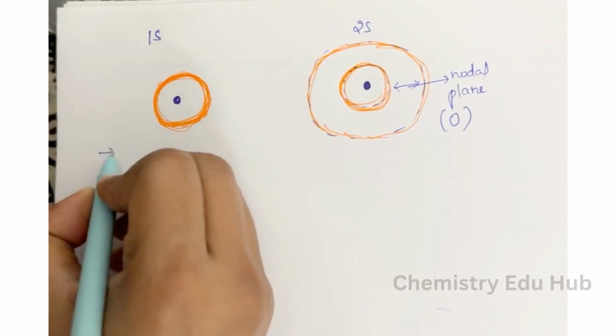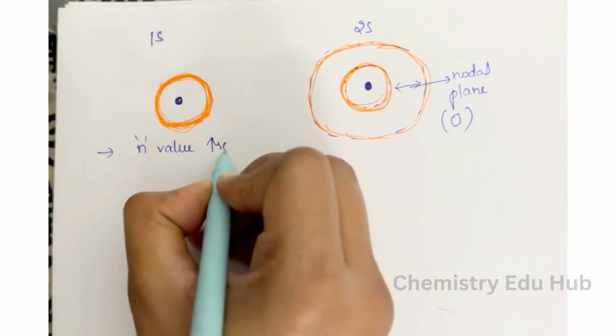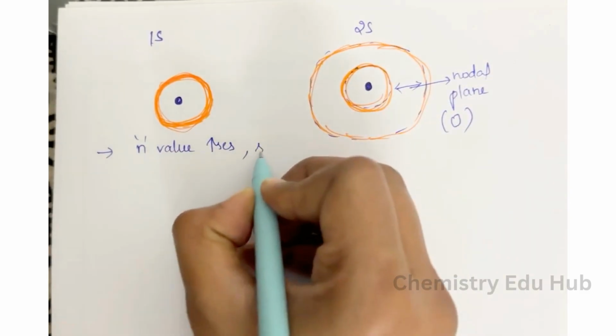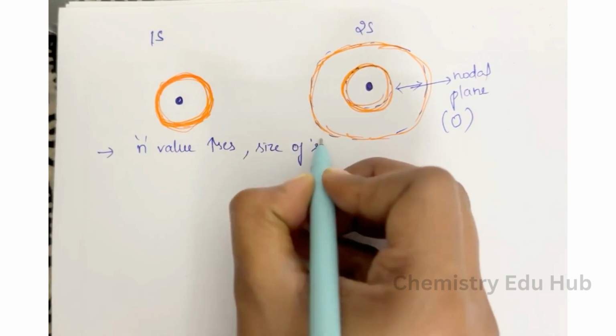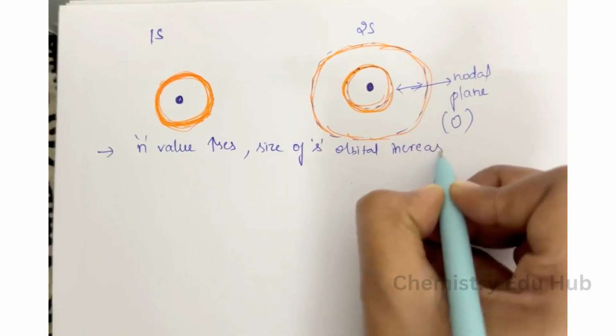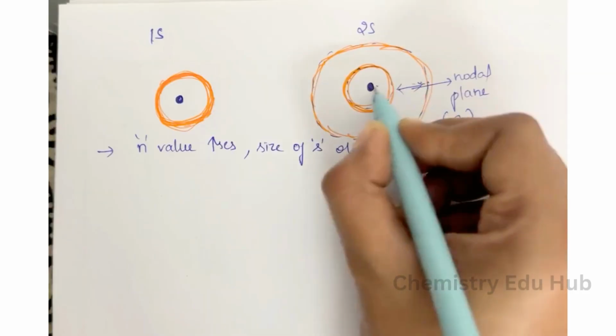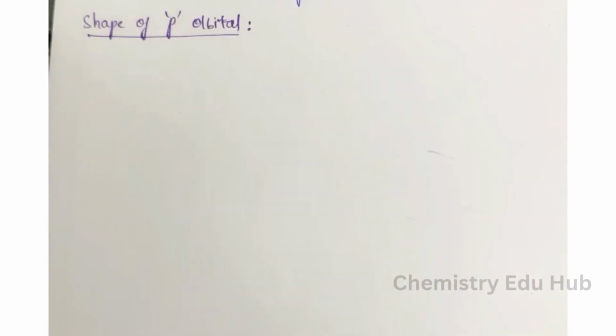And as the n value increases, the size of the s orbital also increases, because the distance between the nucleus and the outermost orbital or the shell increases. Next comes the shape of the p orbital.